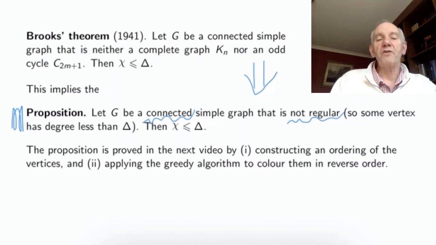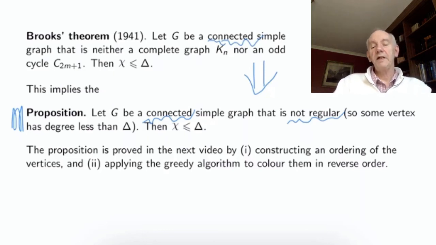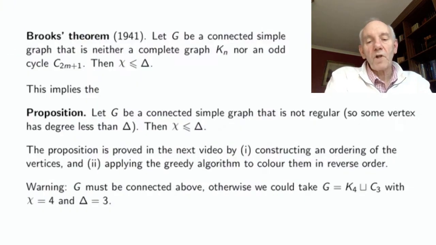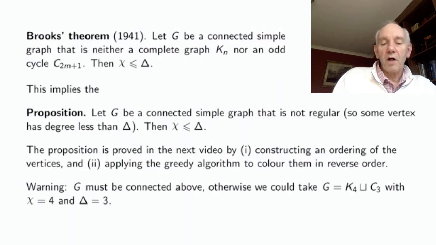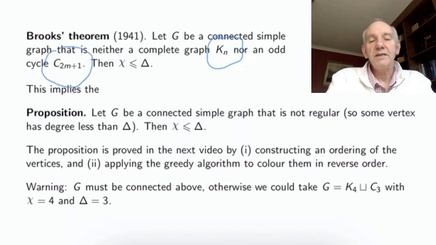Let me just remark that both results require the graph to be connected. That's a crucial hypothesis, and the reason is fairly obvious if you think about it. Namely, you don't require that the graph be connected. You could just take a graph which is the disjoint union of one of these nasty graphs. I referred to these two exceptions as nasty in the sense of colouring, because they require more colours than delta. So those are the sort of nasty graphs to colour.